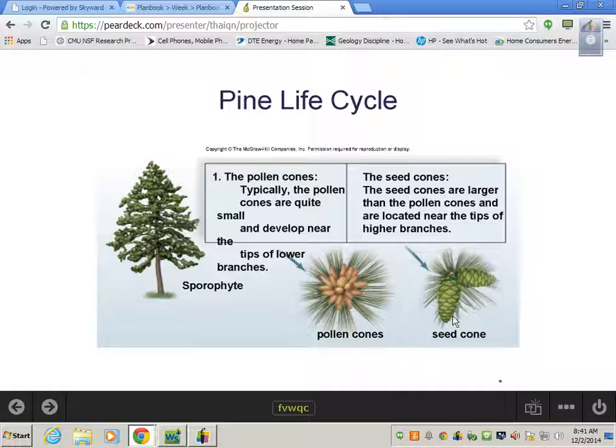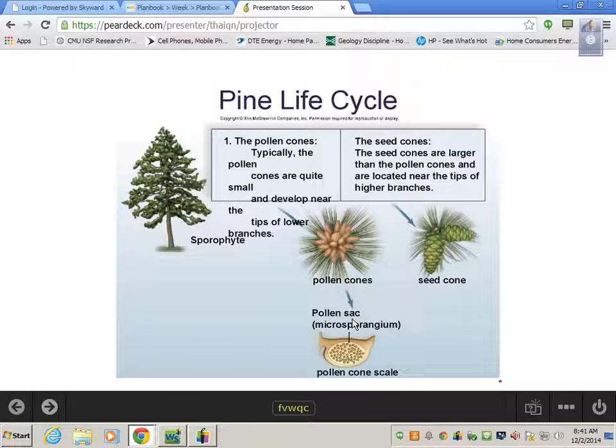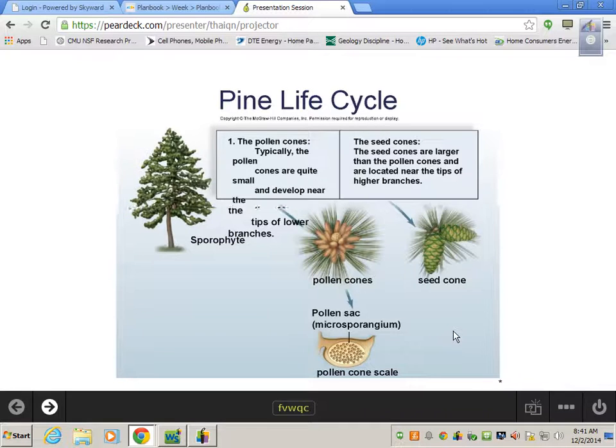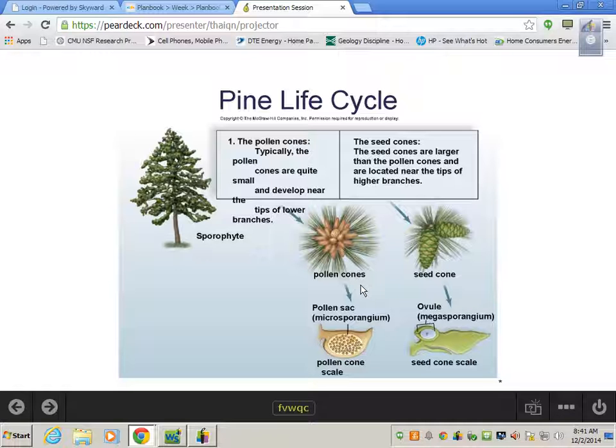And then here you have the seed cone, and we'll talk more about that in a minute. So, of course, that pollen cone is going to contain sacs of pollen that will get released once they're mature and dried out. The ovule will develop into the megaspore, but at its first stages, it's called the megasporangium, as it develops from the sporophyte.